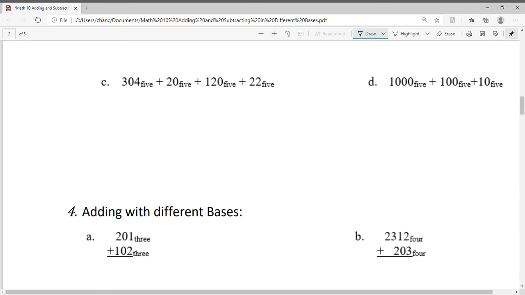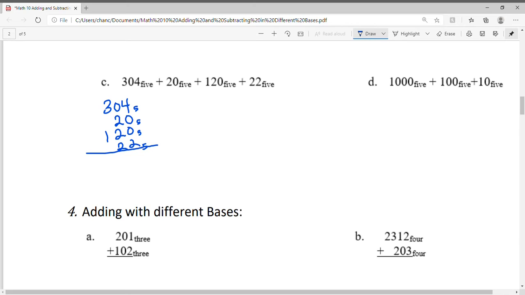Part C, let's stack all of this up. We have 304, 20, 120, and 22. Remember, all of this is base 5. So you can put a little 5 here on the side to tell the reader this is base 5. Now let's add this up.